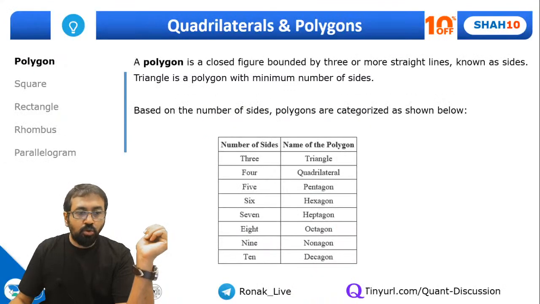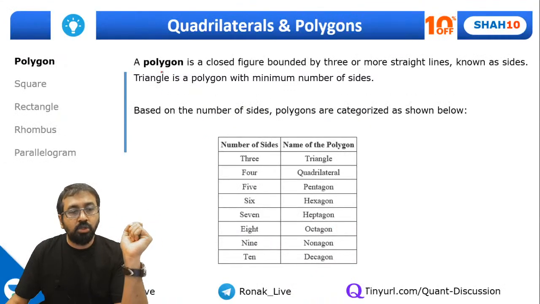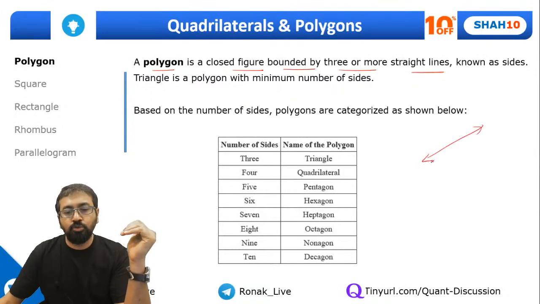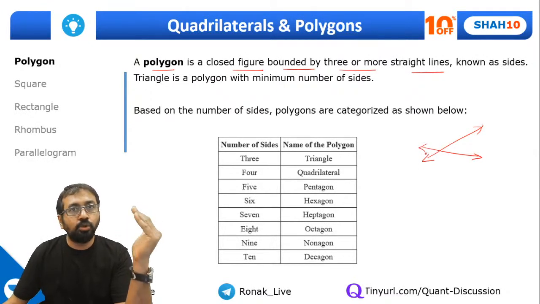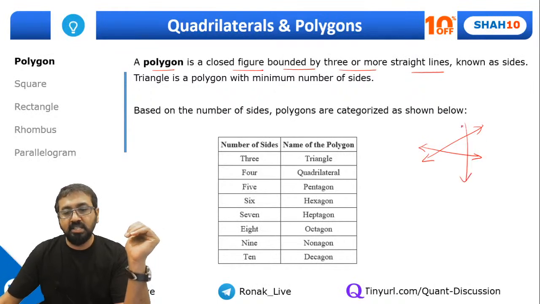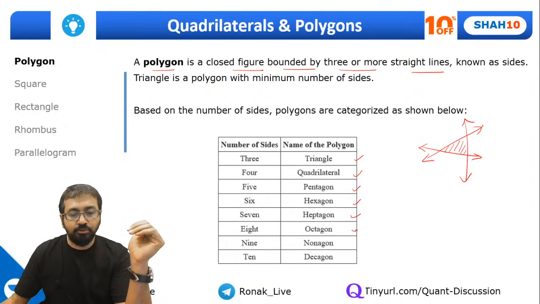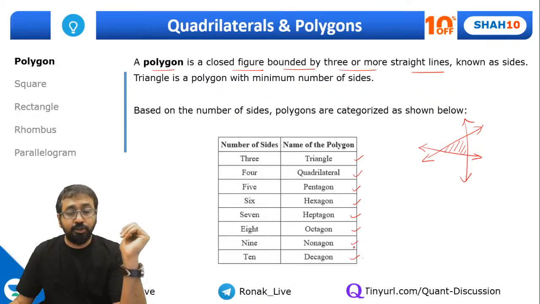So guys, just to quickly brief you about polygon. As displayed on your screen, it is a closed figure bounded by three or more straight lines. In simple words, a polygon is a closed figure formed by the intersection of lines. If I draw two lines, of course, I'll not be able to create a closed figure. So I need a minimum of three lines to make a closed figure, and the polygon so formed is called a triangle. The triangle is the polygon with the minimum number of sides. Then we have quadrilateral, pentagon, hexagon, and so on. You can just keep this for your reference.